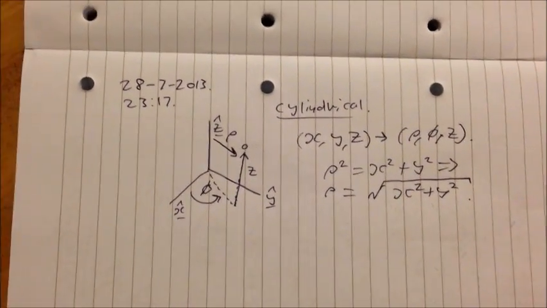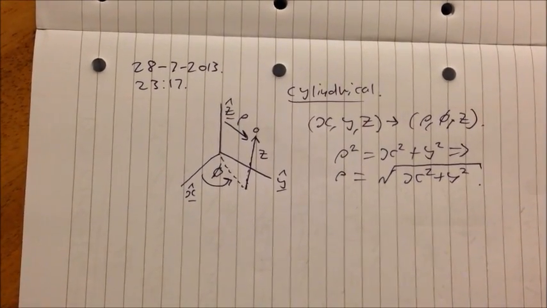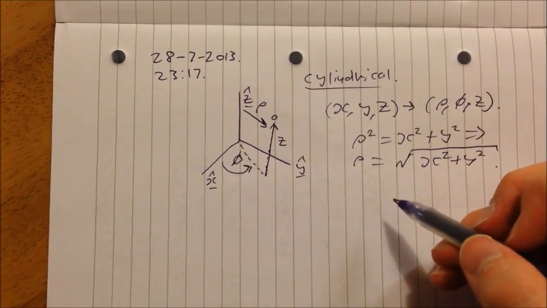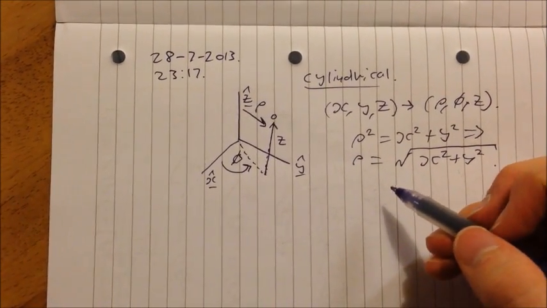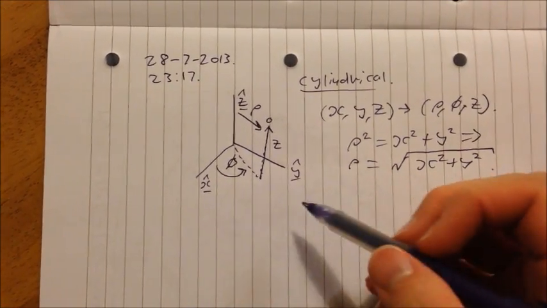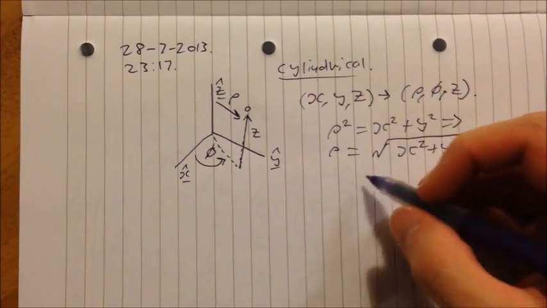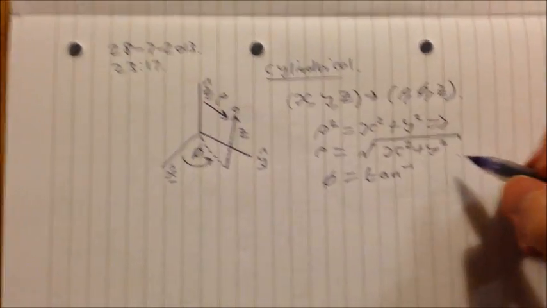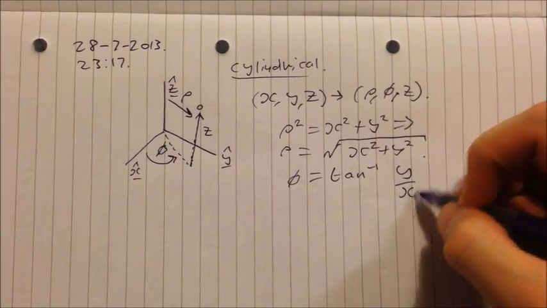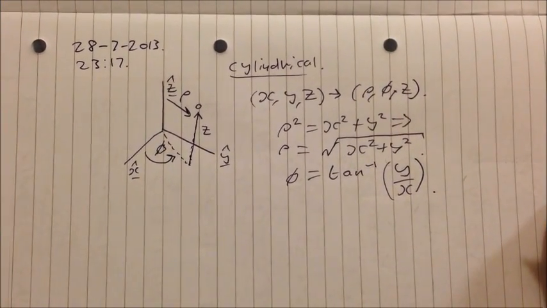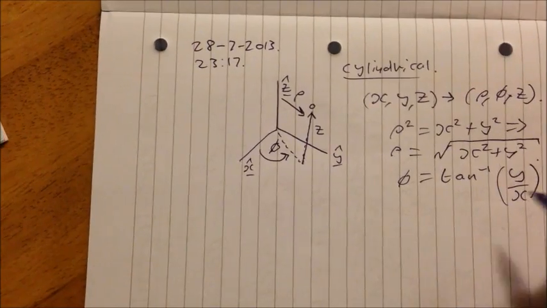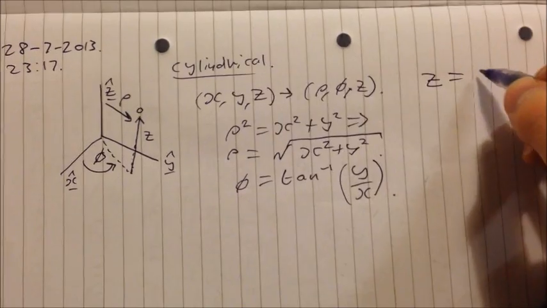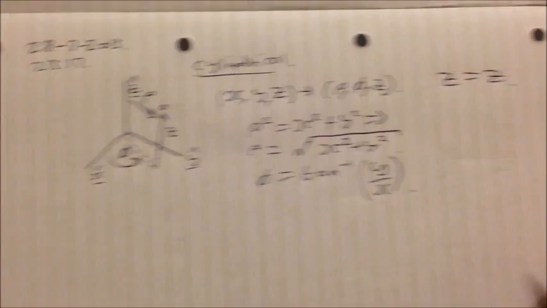Whoop, there you go. And phi, using some simple trig, is just inverse tan of y over x, because it's just in the xy plane, so it's just a 2D thing really. Phi is inverse tan of y over x. And the simplest of them all is z, which is equal to z.